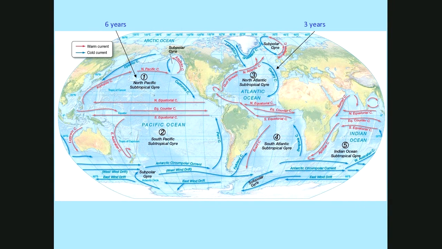Okay? All right. Now, the cycle times are very slow in the north. For example, the Northern Pacific Subtropical Gyre, which is really that huge spinning of water.